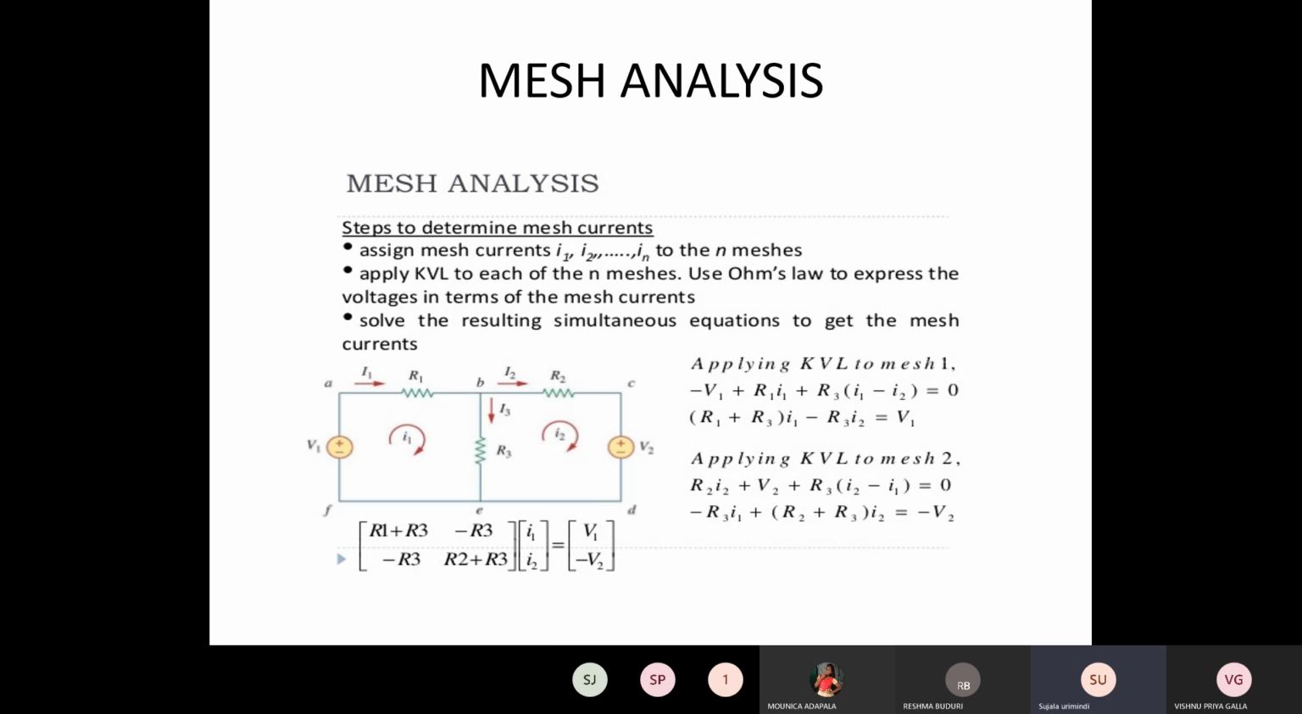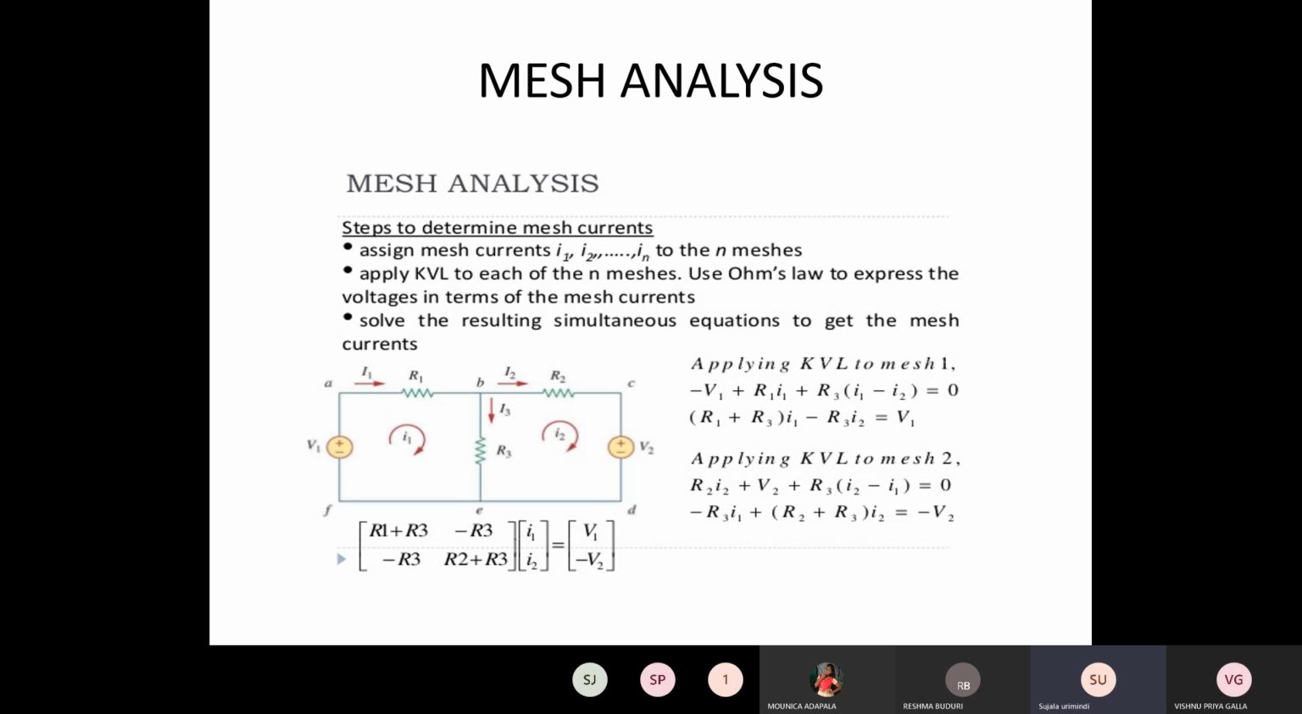So simply you have to take plus 2 minus R3 into I1 minus I2, is equal to 0. So now you observe that R1 plus R2 into I1 minus R3 I2 is equal to V1, since the algebraic sum of the voltages is equal to 0. When you take the second equation like that, similarly, minus 2 plus V2.